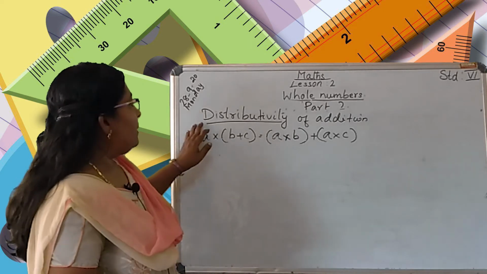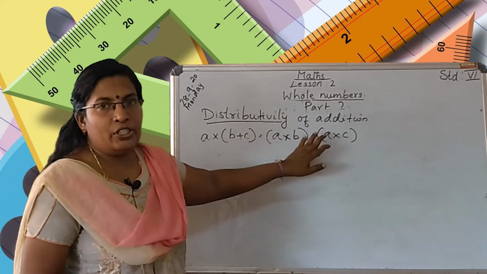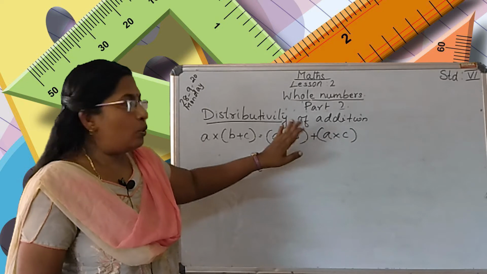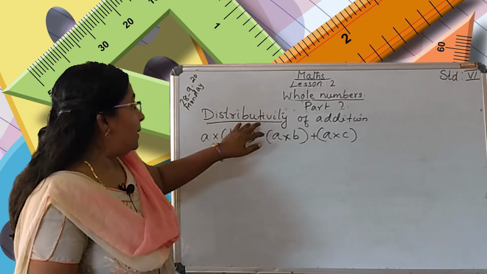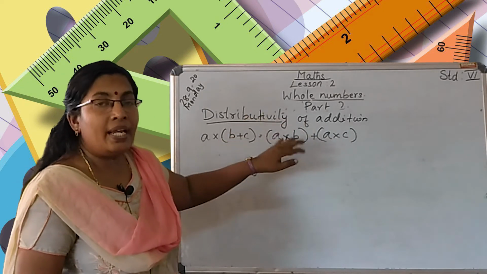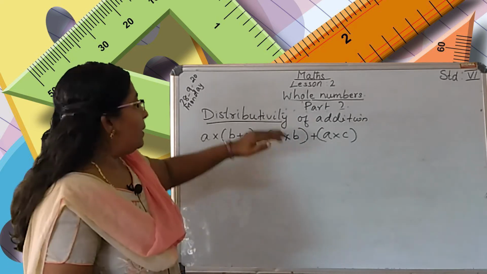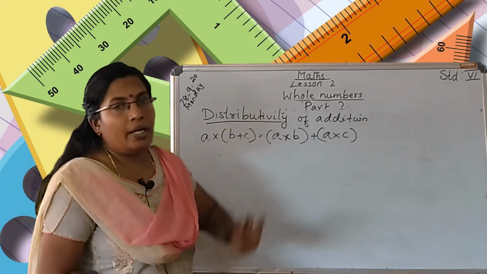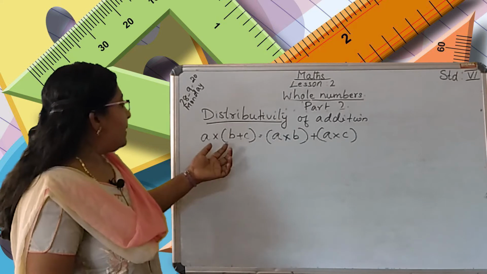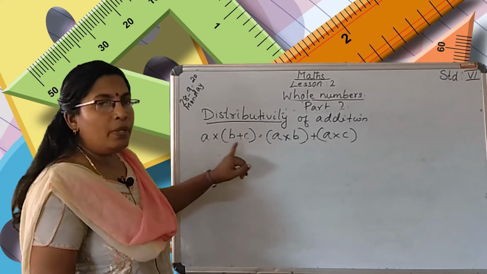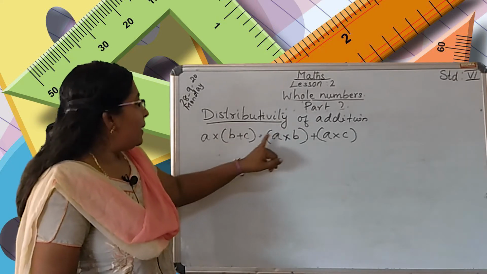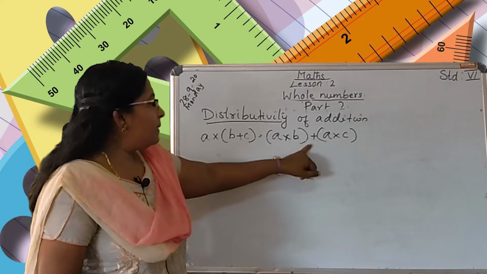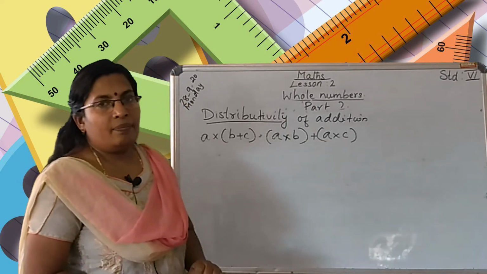Next property is distributivity of addition. Here two properties are there in distributive. One is addition and another one is subtraction. First we can see distributivity of addition. That formula is, in addition, A into B plus C equal to A into B plus A into C.